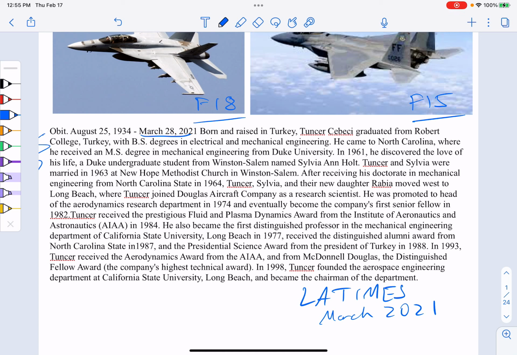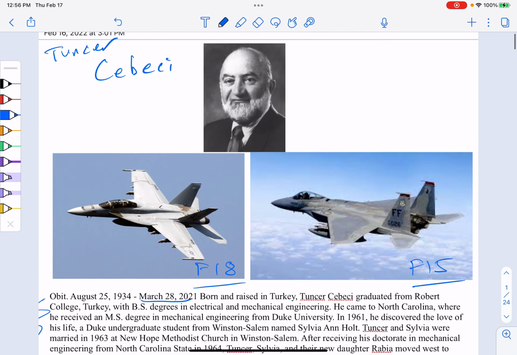And he won a bunch of awards through AIAA. This one's still given today, basically Fluid Dynamics Award. And then he became a professor at Cal State University in Long Beach, and they have, I think, an aeronautics or aerospace department there. And he was the founding member and chair of it. So he had a pretty nice career.